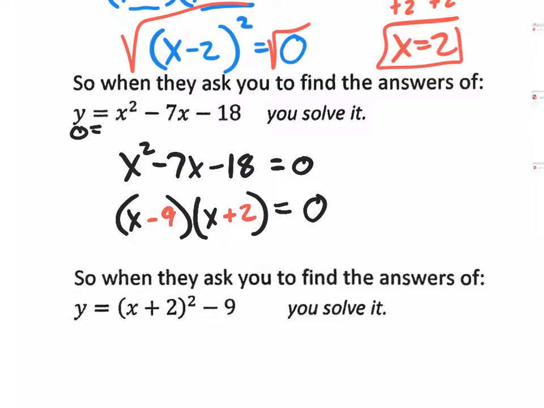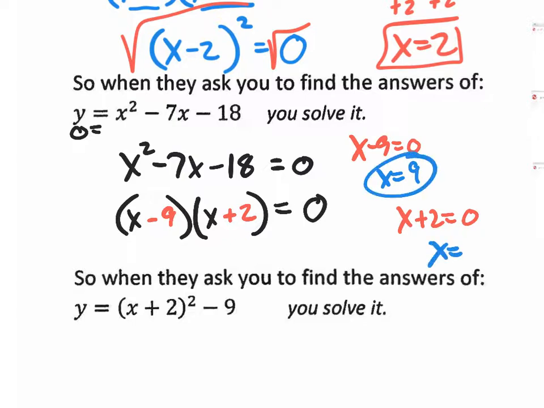And now, of course, I could split them. X minus 9 equals 0. X plus 2 equals 0. So I get my two answers. X equals what? 9. And x equals what? Negative 2. So I have my two answers. Factor, split, and solve. We love factoring, especially when you have a quadratic trinomial that has an a value of 1. How about this last one?